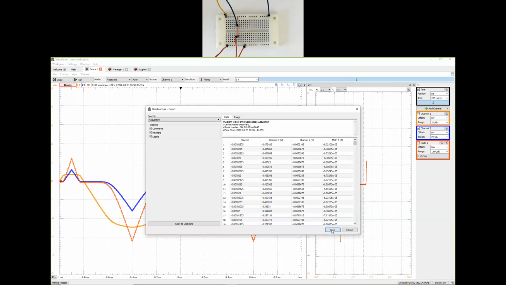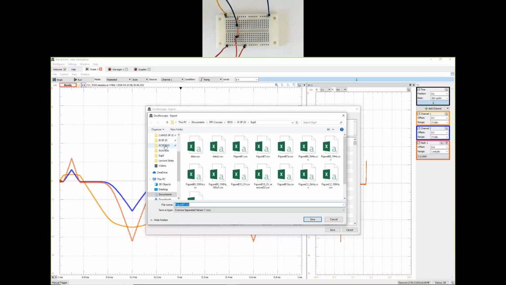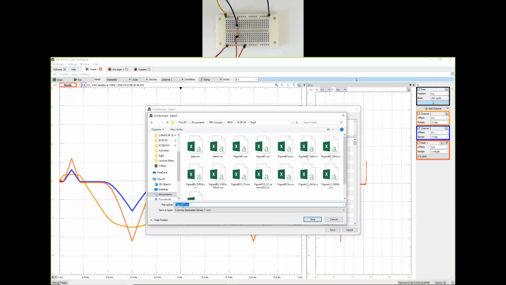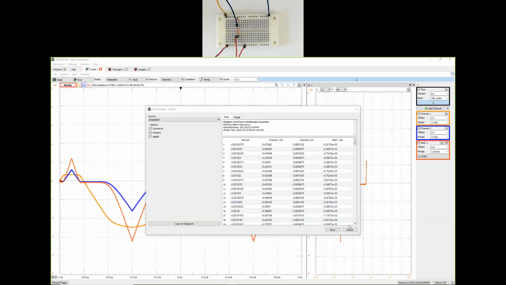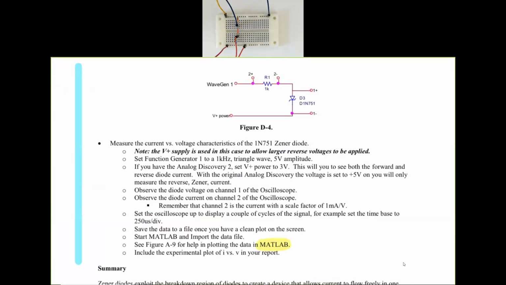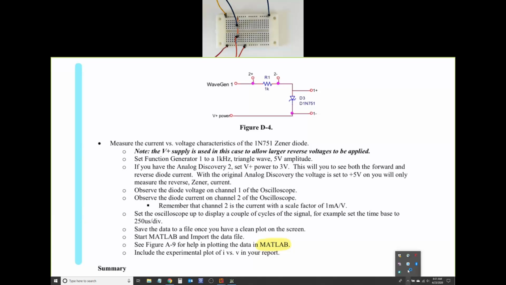So I'm going to say save. I can go to my EI directory for experiment 8, and then I can say this is my data for, I believe, figure D4. So figure D4.csv has the data. Okay, my next job is going to be to start Matlab.